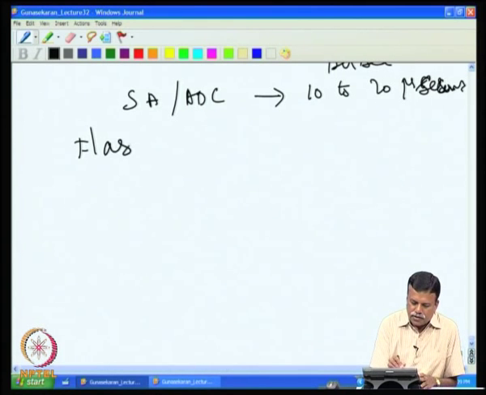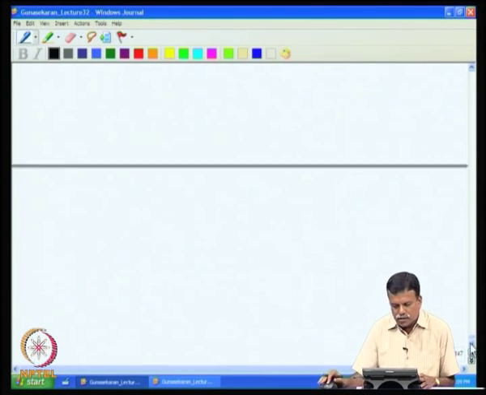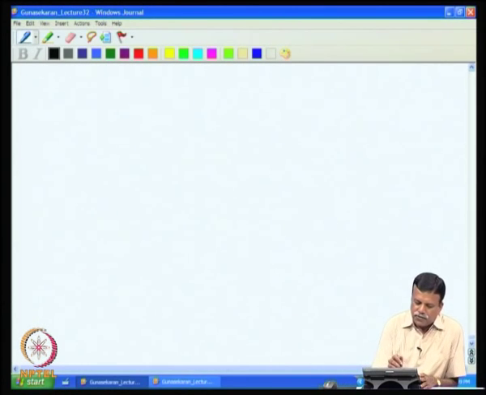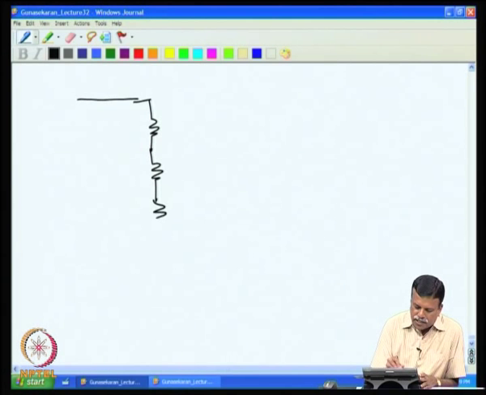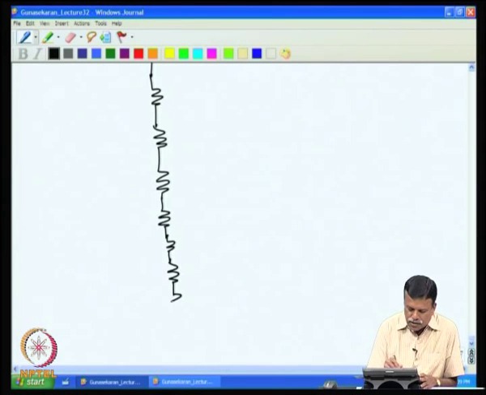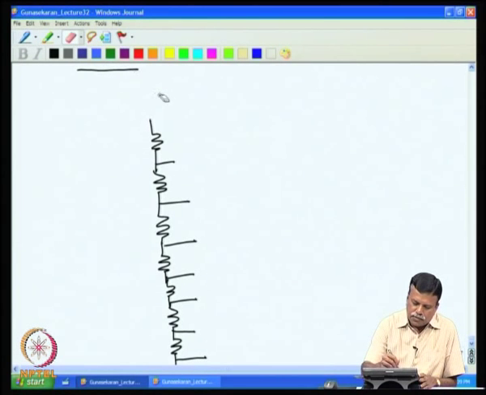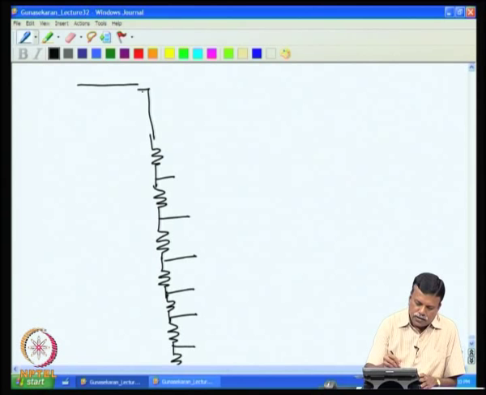In a flash ADC, what is done is we will have input voltage connected through a series network of resistors. So, what is normally done is we have, for example, a 4 bit converter. So, we have 8 resistors connected, 1, 2, 3, 4, 5, 6, 7, 8. There are actually 7 outputs required, 1, 2, 3, 4, 5, 6, 7. This not the top one, I can remove, I can connect this. This is V in.